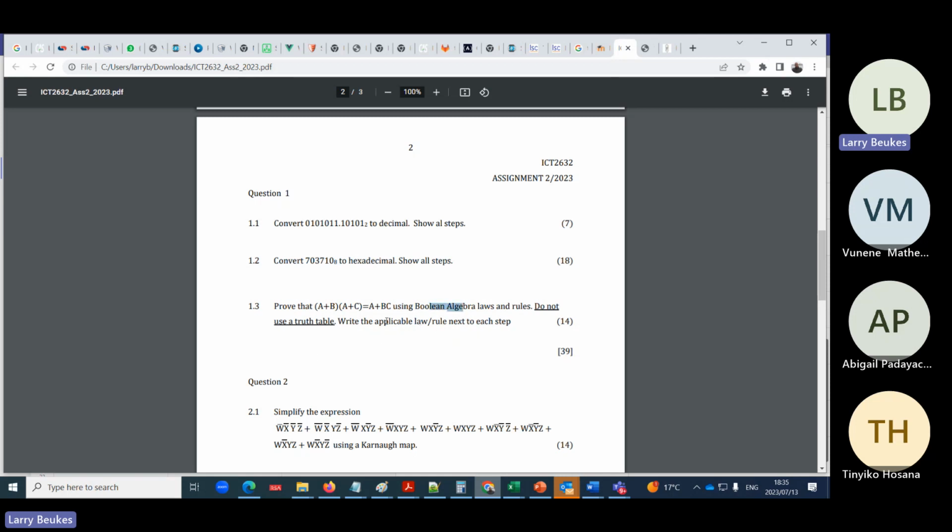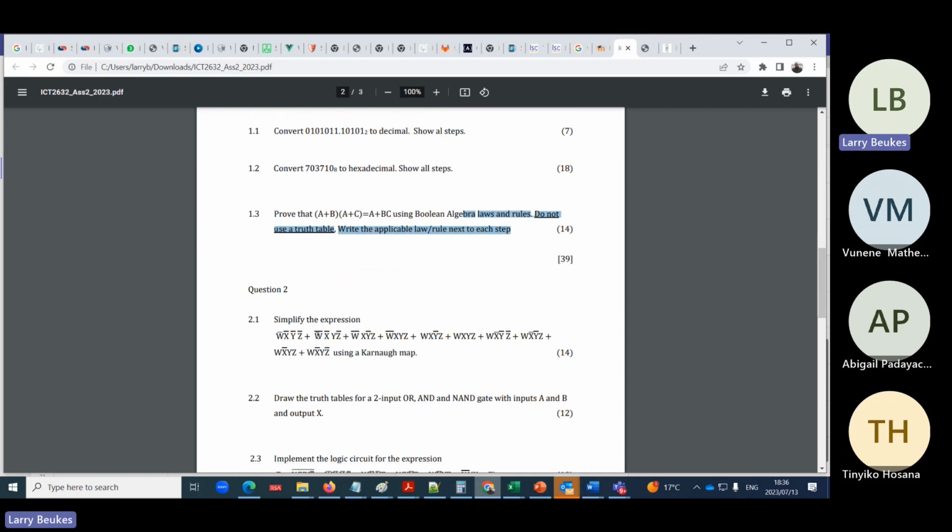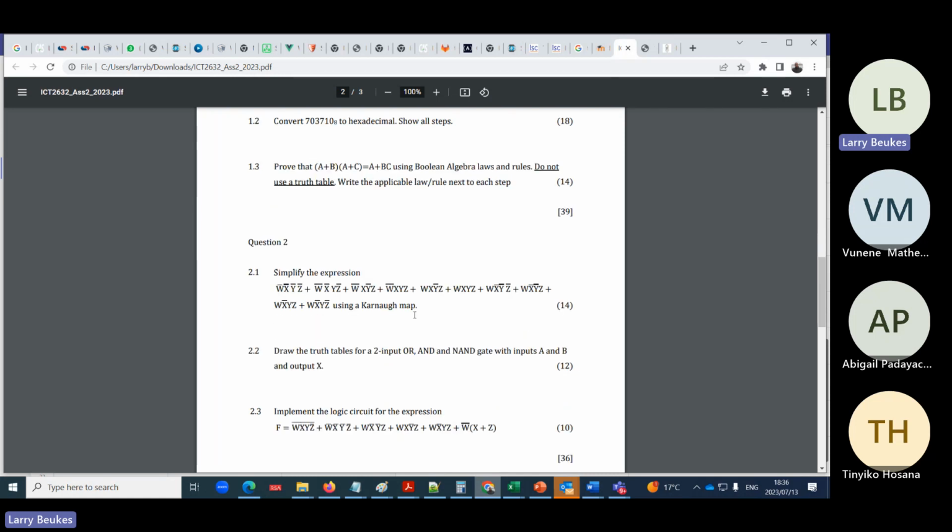This one, Boolean algebra laws. We haven't really looked at the laws. Do not use a truth table, right? The applicable law. There's exam notes 1. Have a look at that. Exam notes 1, we'll go through it. Then you have your Karnaugh maps, W, X, Y, Z. We looked at the Karnaugh maps. We'll focus on another example.